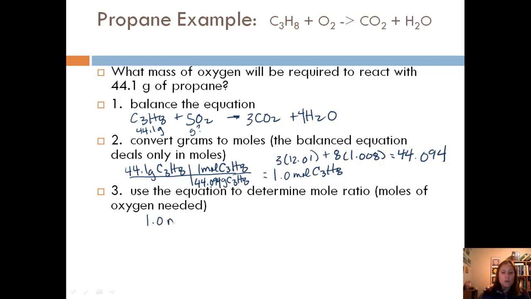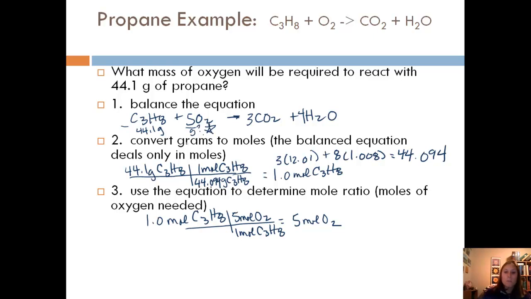Okay, so let's take our 1 mole of C3H8. And we know, according to the balanced chemical reaction, that for every 1 mole of C3H8, there are 5 moles of O2 that we need. So I want my C3H8 on the bottom. 5 moles of O2 goes on top. Really don't need a calculator for this one because it's 1. And so this comes out to 5 moles of O2. Not always will there be such a nice number. So it is good to write this stuff out. Okay, so now we've got moles of oxygen needed. But in the end, we want grams. So we've got one more step to go.